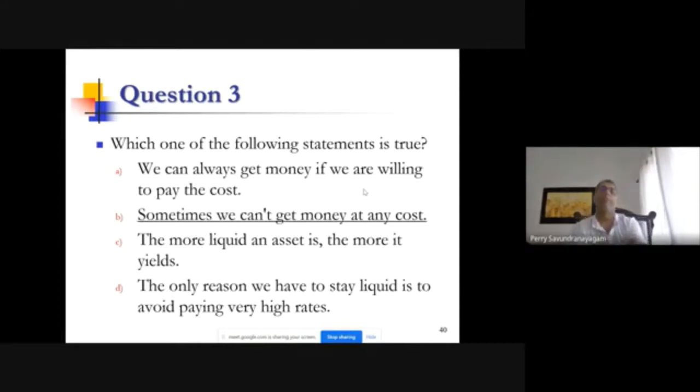Correct. So what we learned was that, in a stress scenario, either to the market or to yourself individually, even if you are willing to pay high interest rates, you can't get money. Classic examples of this, in Sri Lanka's case, like the Golden Key, they were paying 30% interest rates at one time, and market interest rates were about 20%. Now, that was before the whole collapse happened.